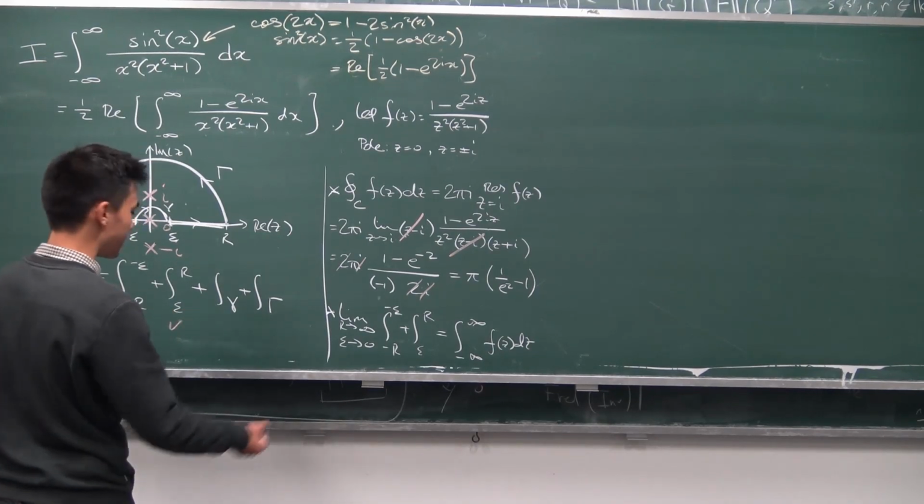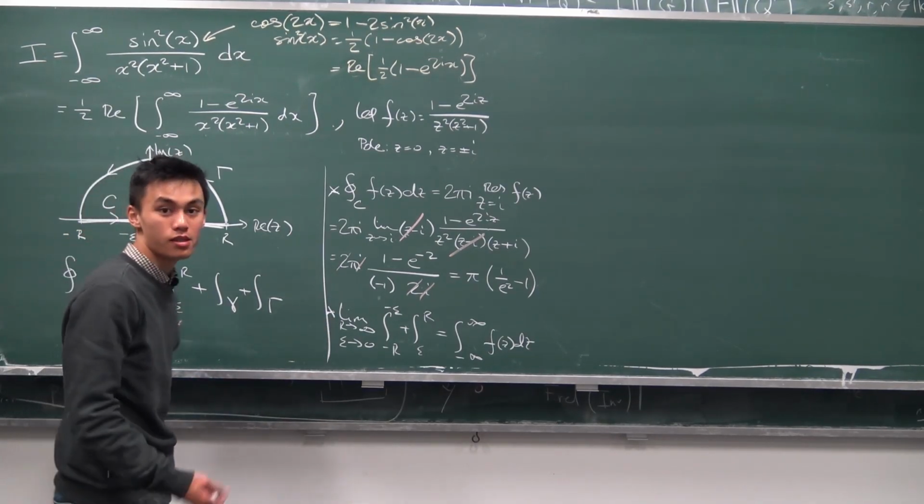These two integrals, we've basically figured out what they become. Now let's take a look at the integral over little gamma.